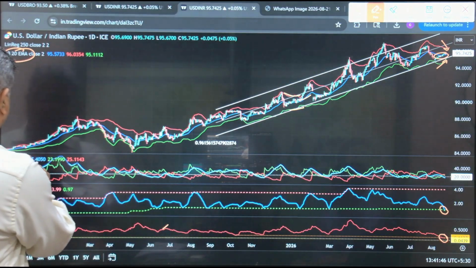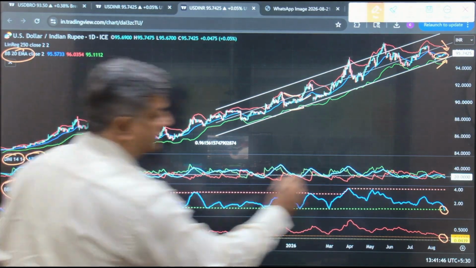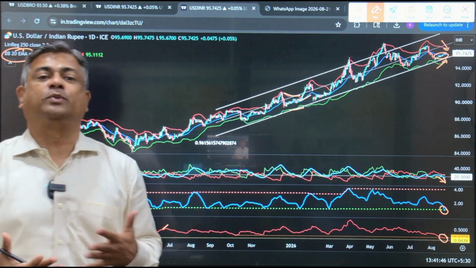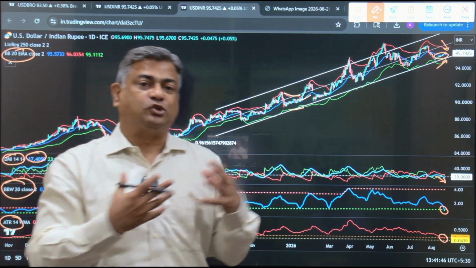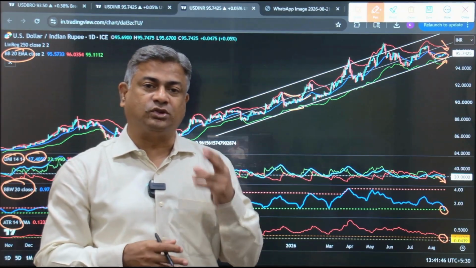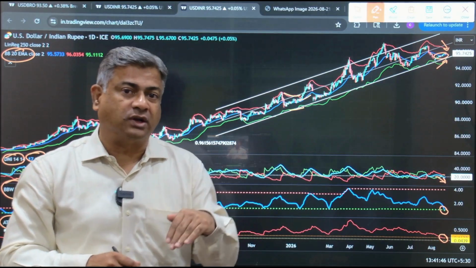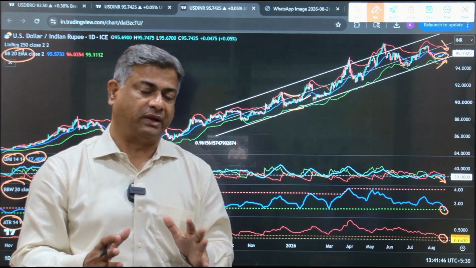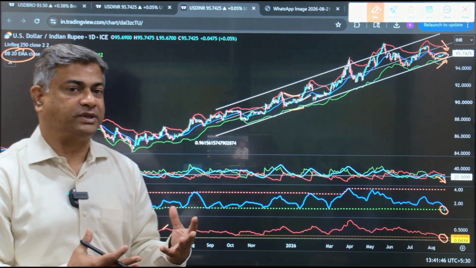So two volatility indicators suggest that the volatility is extremely low. The other indicator we follow is the ADX, the blue line, and if you see the blue line, that is below 20. ADX below 20 indicates a non-trending environment. Why am I showing you all this is to tell you two things. First, it is an extremely low volatility environment, and second, it is a non-trending environment. So what do you do in this kind of situation?